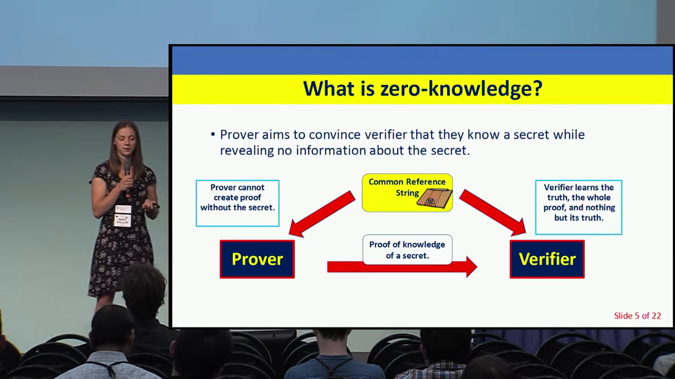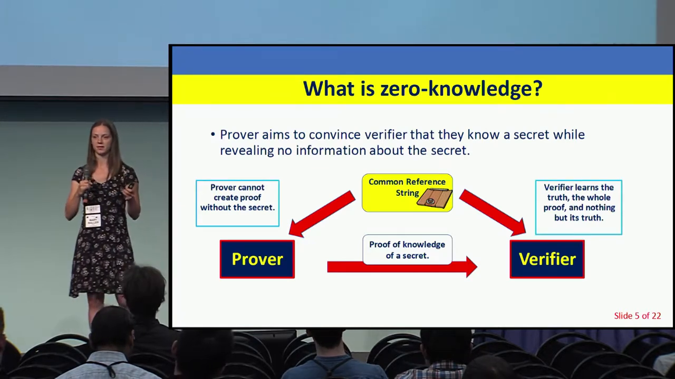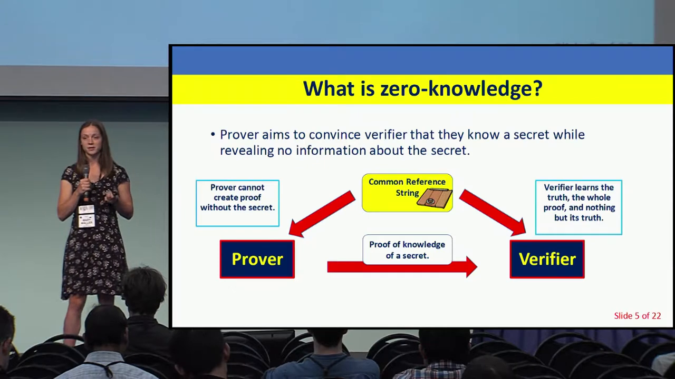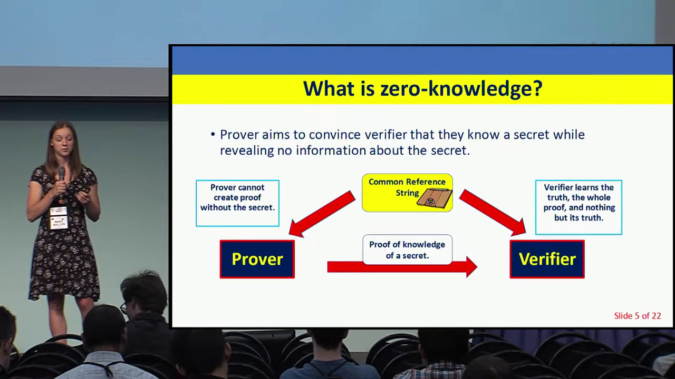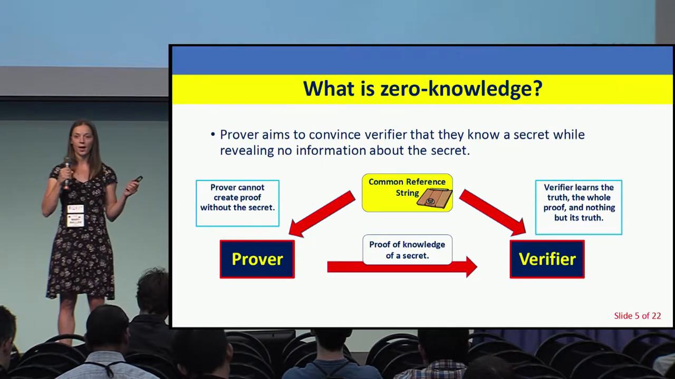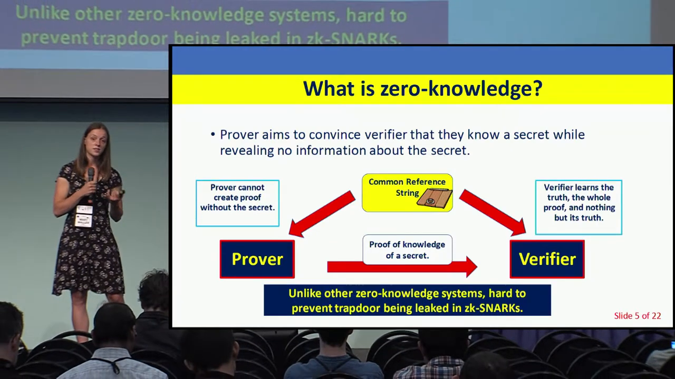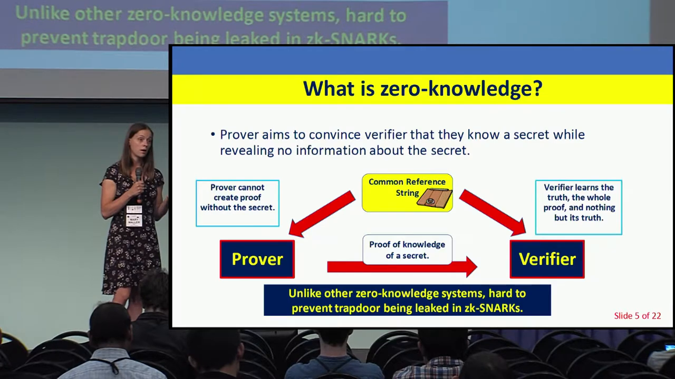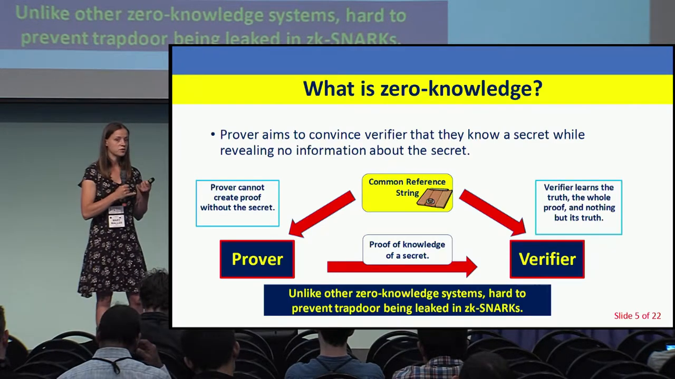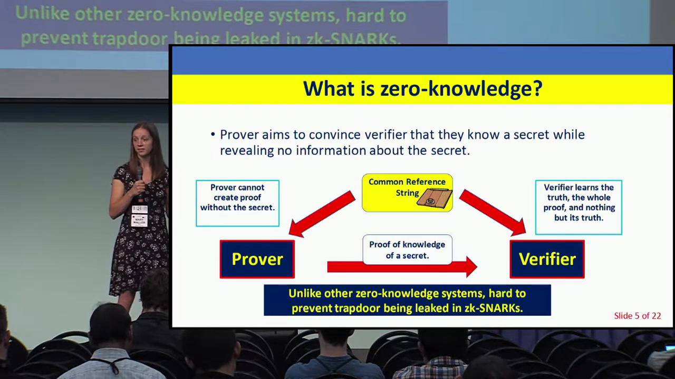I'm not actually going to explain what zero knowledge is, but I'm just going to say that the key thing here is that there is a trapdoor embedded in a common reference string which is shared by both the prover and the verifier. And unlike in other zero-knowledge proving systems, it's very hard to argue in SNARKs why this trapdoor would not be leaked to any party.